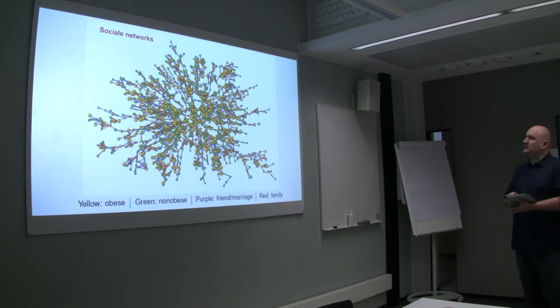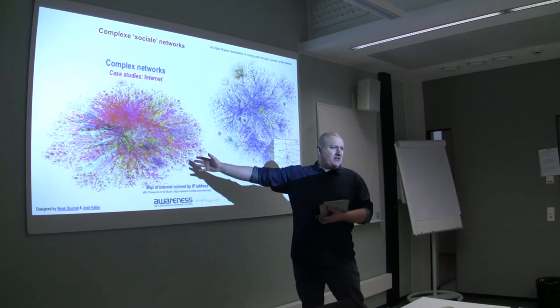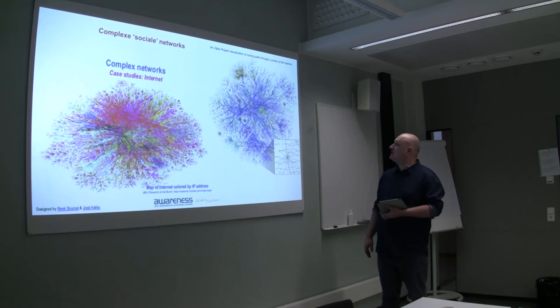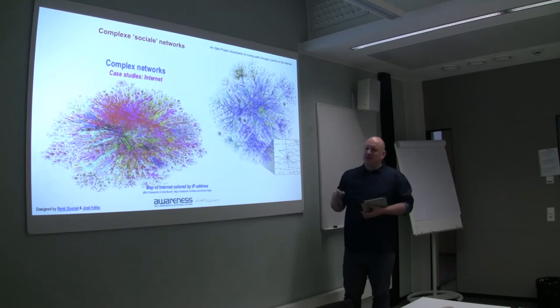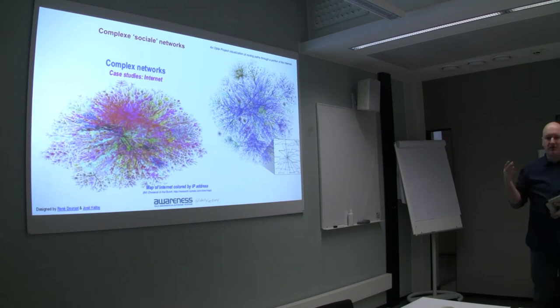And then now we get to really complex networks. So this is the internet, the connections of the internet mapped by IP address. And this is just a part of the internet, so a routing path through a portion of the internet. Right, so it's a hugely complex thing. So these are really complex networks, right? And that's a little bit different from a classroom.